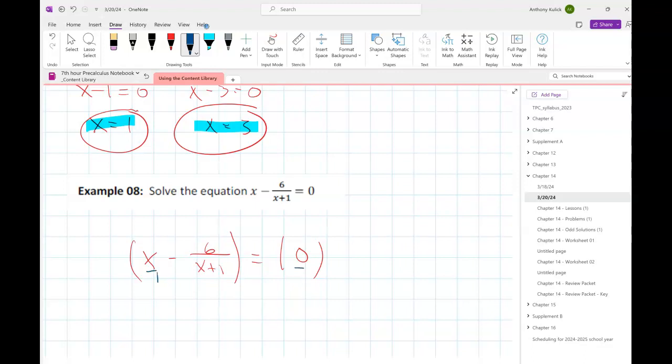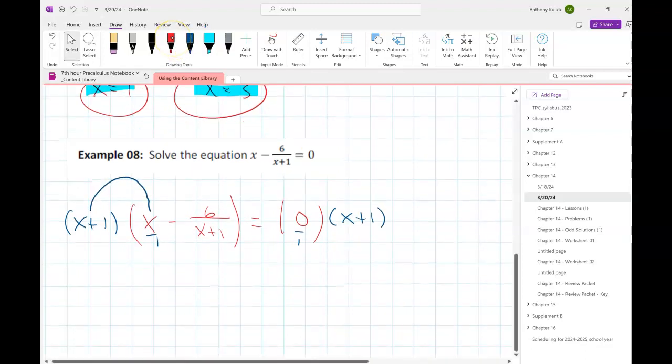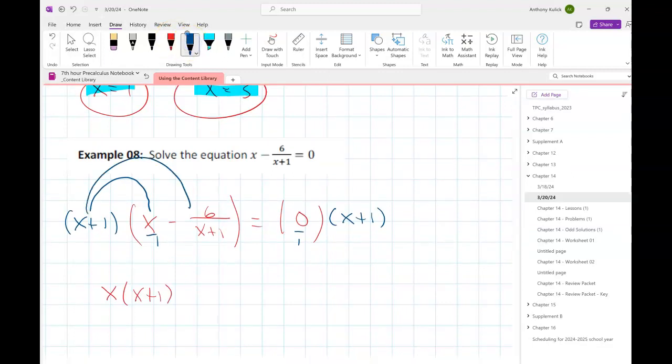If I look at my denominators, I have a 1, an x plus 1, and a 1. The least common multiple of those is x plus 1. That's what I'm going to multiply both sides of my equation by. When I multiply this to both sides, I'm going to treat it as one thing. So x times x plus 1, I'm just going to write as that. What do I get when I take x plus 1 and I multiply it by negative 6 over x plus 1?